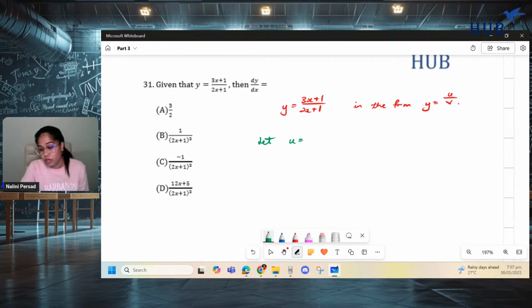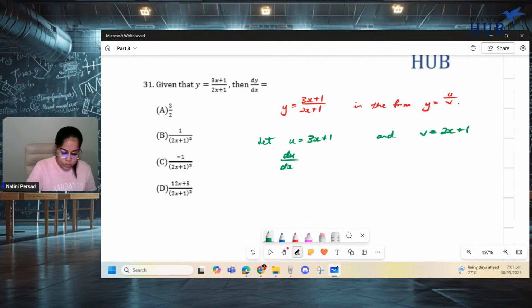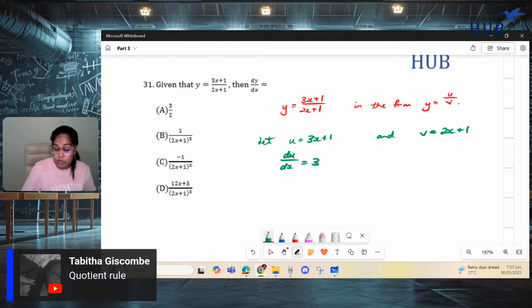we're going to be using, for differentiation, you have two rules. You have product rule and you have quotient rule, right? It's a quotient. We're going to use the quotient rule. So we're going to let u be equal to the numerator and v be equal to your denominator. So the du dx is 3. Very nice, Tabitha. So everybody, quotient rule is what we're going to use.